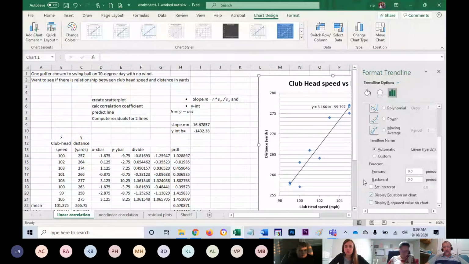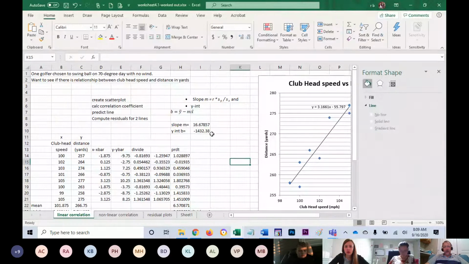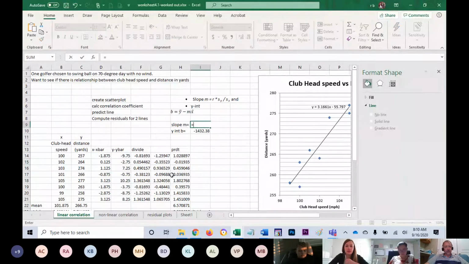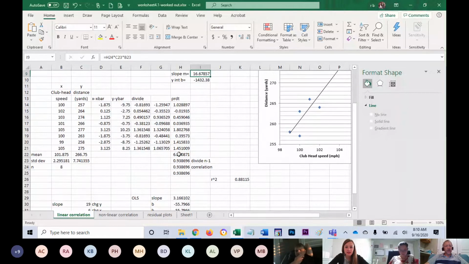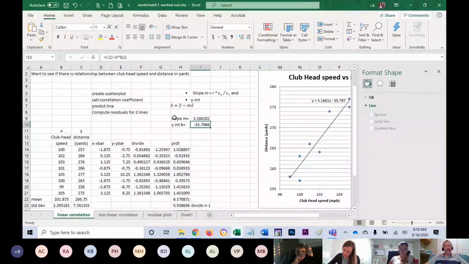Display the equation. Oh, my slope's off. Why does my slope get off? Don't you need to do the standard deviation of y divided by the standard deviation of x instead of multiplying them? Did I multiply them? Yeah. There we go. That's why. I knew that was wrong. Now I get the right answer. So make sure you plug your formula in correctly. Yes, that's exactly what it was.